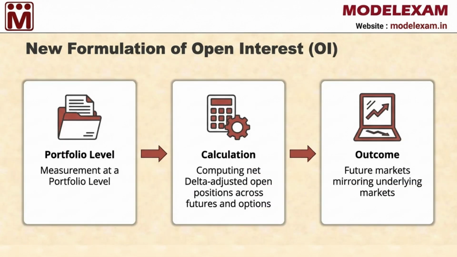Now, there is a new way to measure this, known as the new formulation of open interest. Instead of just looking at the total number of contracts, we now look at things at a portfolio level. We calculate what is called a net delta adjusted open position. This includes both futures and options for a particular asset. The goal of this new method is to make sure that the futures market more accurately reflects what is happening in the actual underlying market.